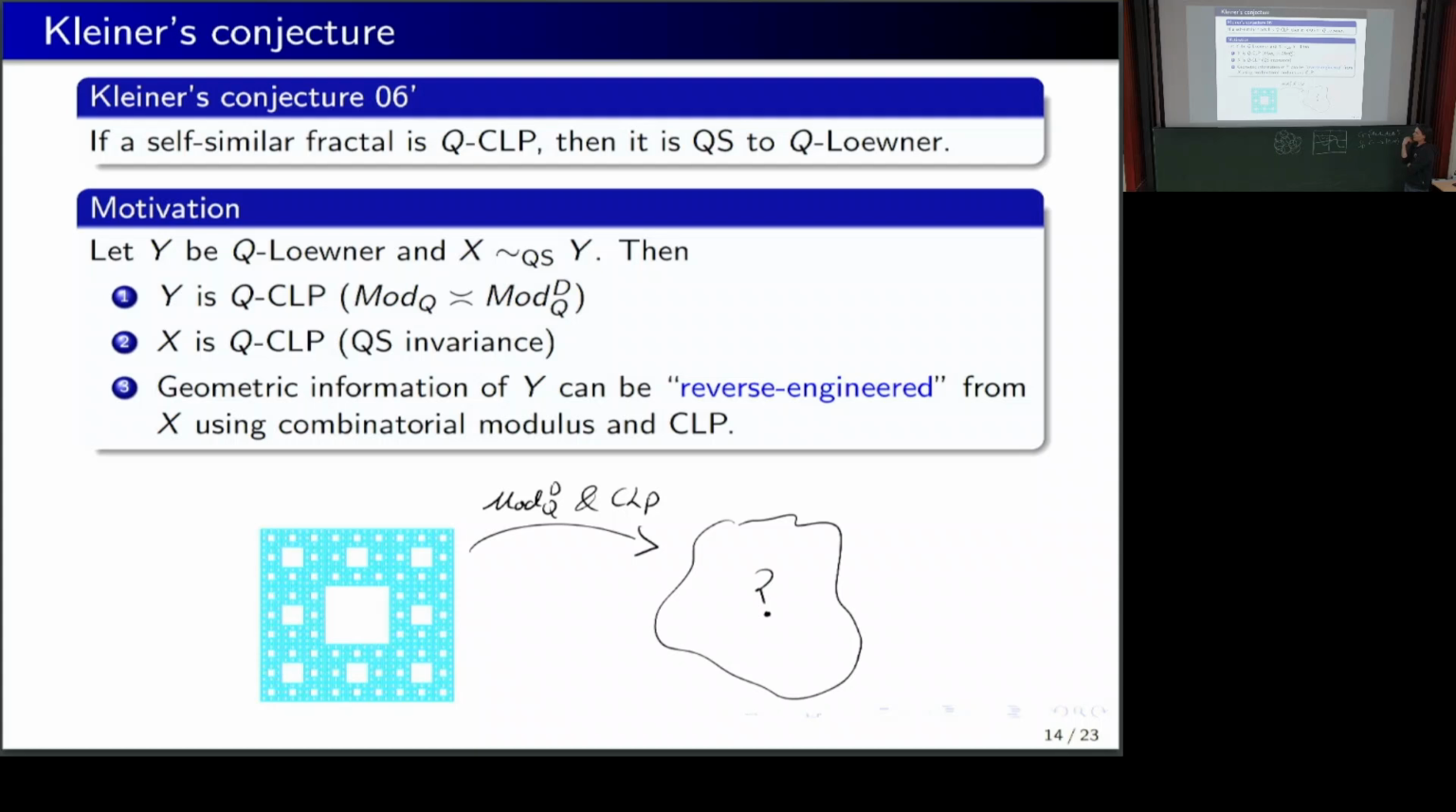But the reason why it would be really natural to expect this conjecture to be true is that in some way it should be possible to extract geometric information from the hypothetical Loewner structure, in some sense reverse engineered from X using the combinatorial modulus and the combinatorial property. So this is a hand-waving argument I came up with for this talk. It could be that this makes absolutely no sense in reality, and it could be that Kleiner himself didn't even think about this and thinks this is complete nonsense, but I tried to give some insight into why I think that this is a natural statement.